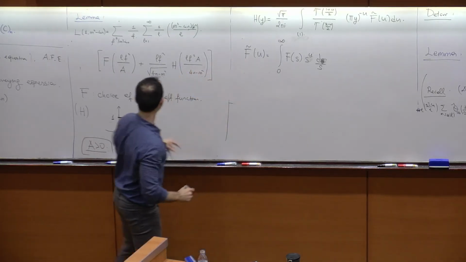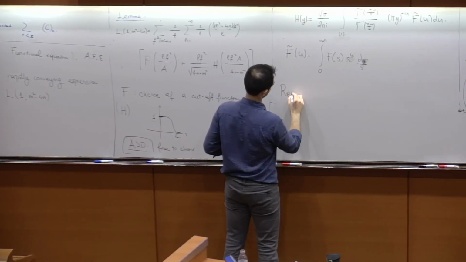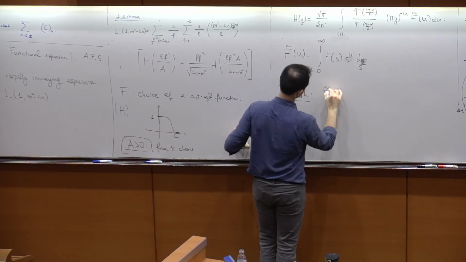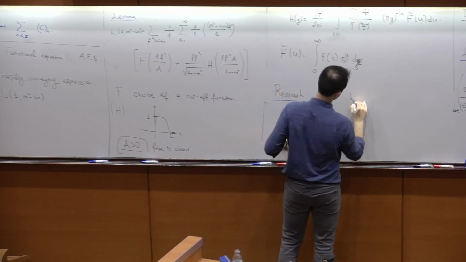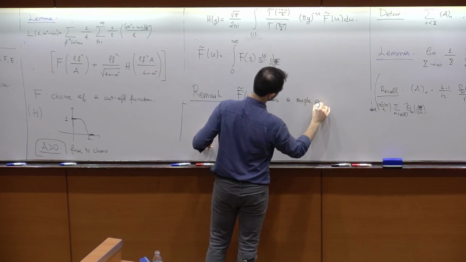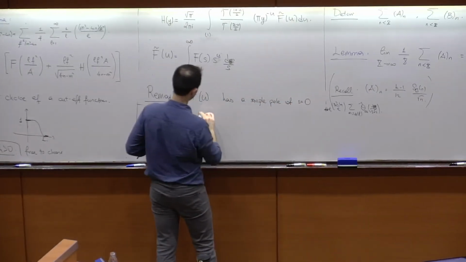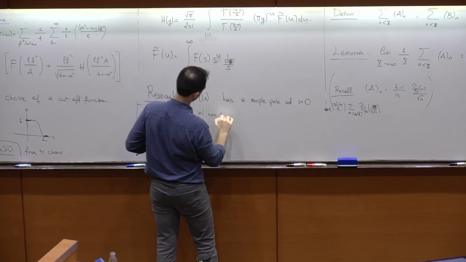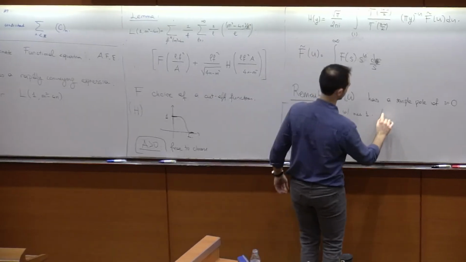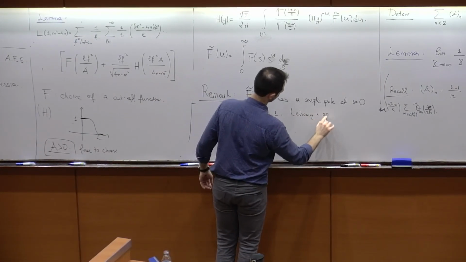What is important for us is, for this kind of function, a remark: f tilde of u has a simple pole at u equals 0 with residue 1. This is a normalization matter, so I'm choosing a specific f for this.